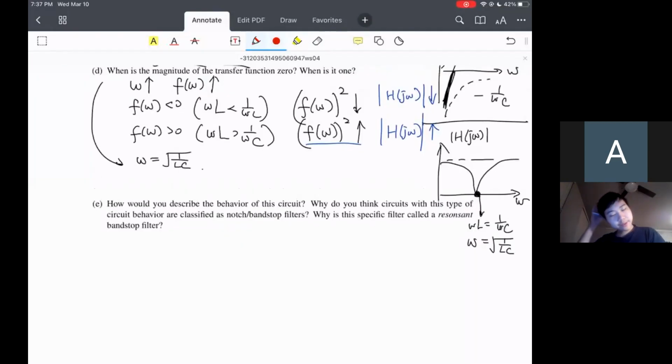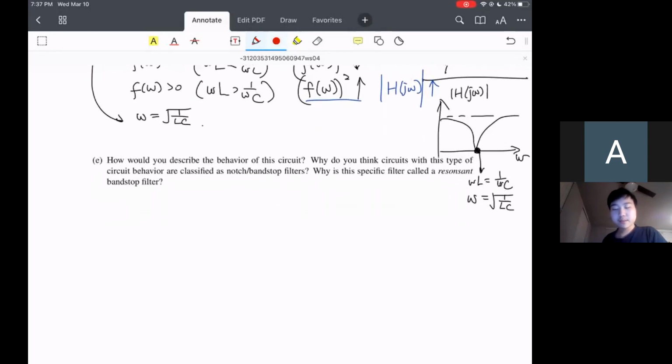So now on to part E. How would you describe the behavior of this circuit? Why do you think circuits with this type of behavior are classified as notch or bandstop filters? And why is this specific filter called a resonant bandstop filter? Remove the S over here.